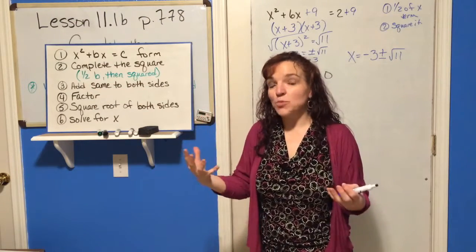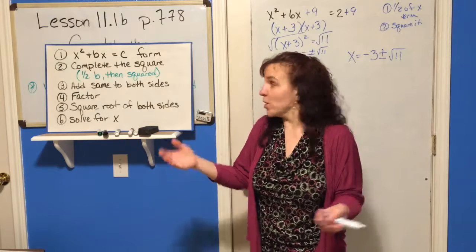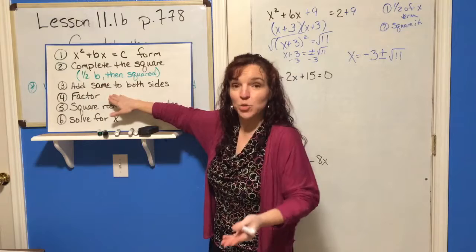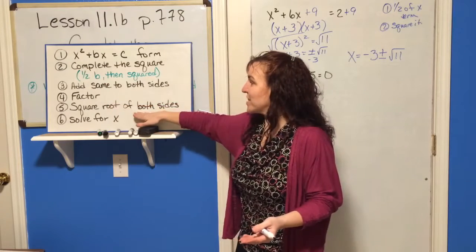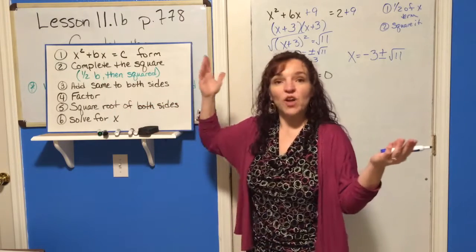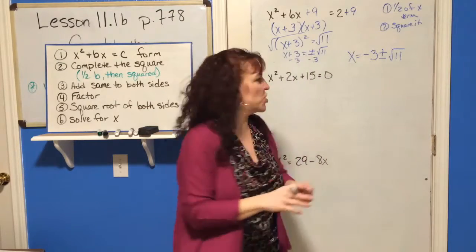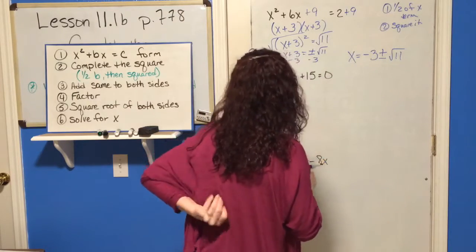Once you get that added to both sides, now you have a perfect square trinomial. So factor it, and it will be a perfect square because you made it into a perfect square. Then you're going to take the square root of both sides and solve for x. All right? Now, if you haven't quite gotten it written down, finish it up real quick while I get started on this one.